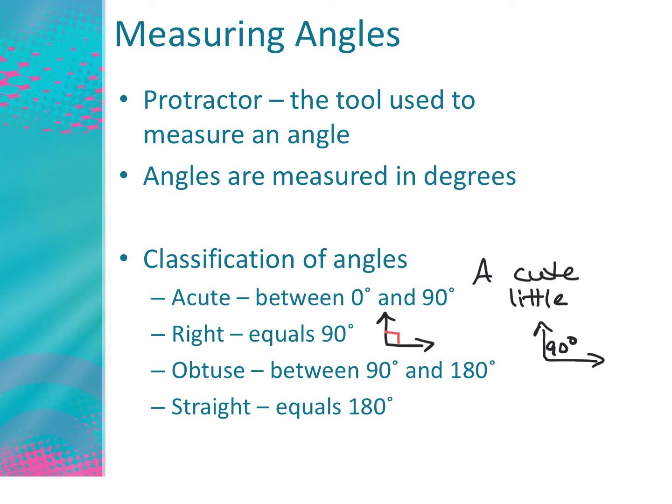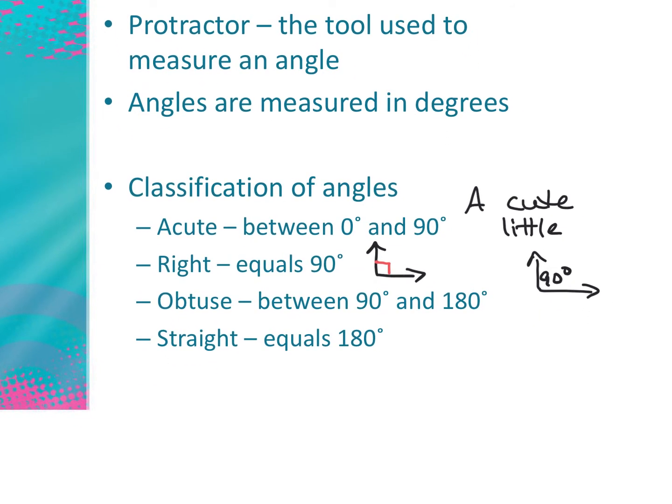And then the third classification is an obtuse angle, and this is going to be an angle between 90 and 180 degrees. So that's a really large angle. And then the last one is a straight angle, and that one equals exactly 180 degrees. A straight angle also looks like a straight line. This is the only thing that you can assume is a straight angle when it's a straight line. And it's 180 degrees in total for this angle.